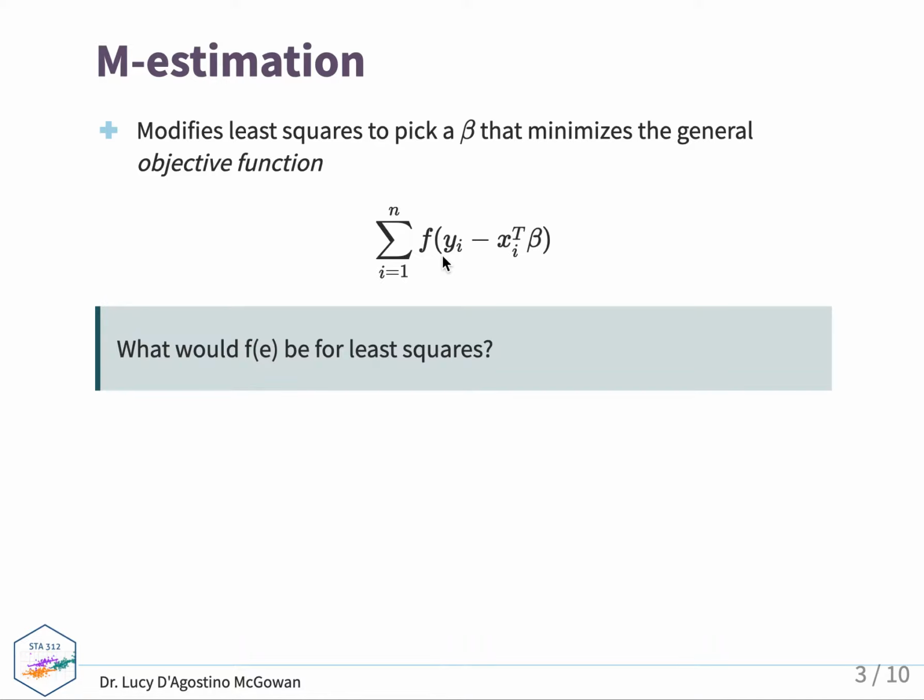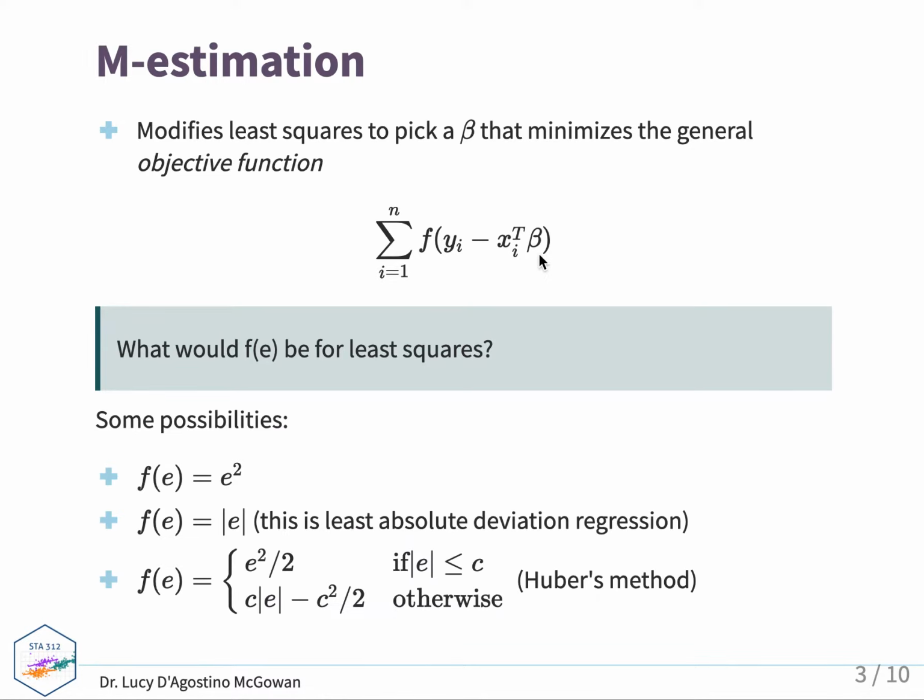And so what would that function be for least squares? What's the function that's in here? What are we minimizing for least squares? With least squares, we know that we're minimizing the residual sum of squares, and so that's going to be equivalent to f of e squared. If this is our residual in here, f of e is just going to be e squared. So that would be y minus x transpose beta squared. That's the thing that we're minimizing.